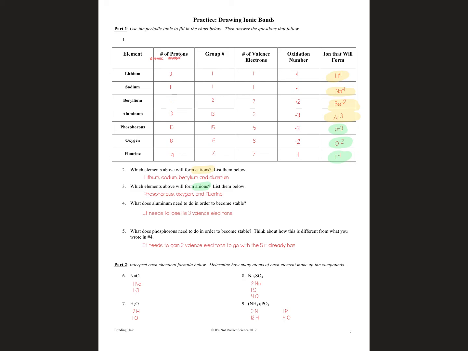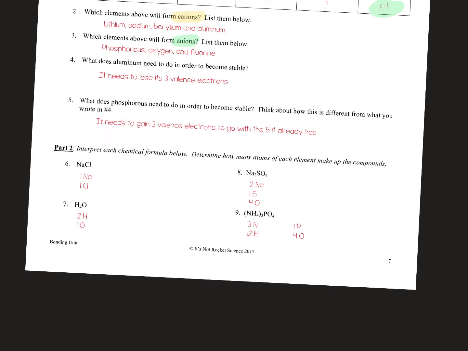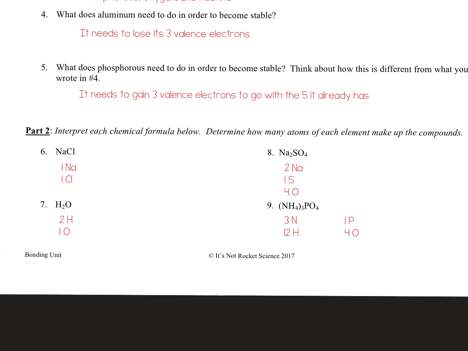In part 2 down here, we're looking at the chemical formulas. If there's no number beside it, you assume that there's one atom. So there's one atom of sodium, one of chlorine, so 1 Na and 1 Cl. Na2SO4 has 2 Na, 1 S, 4 O. Remember, these little subscript numbers tell you how many atoms of each element are in that compound.